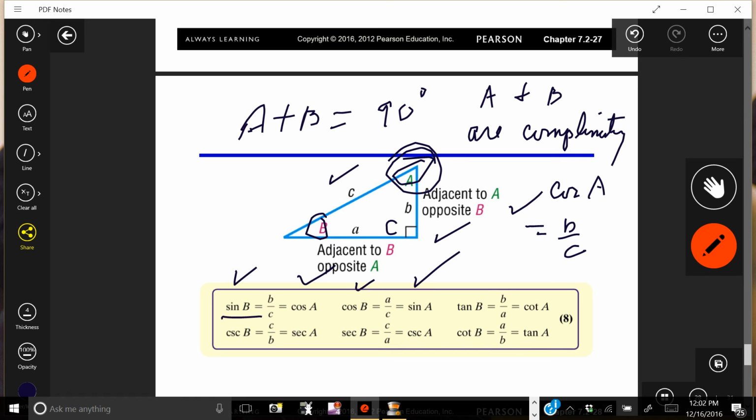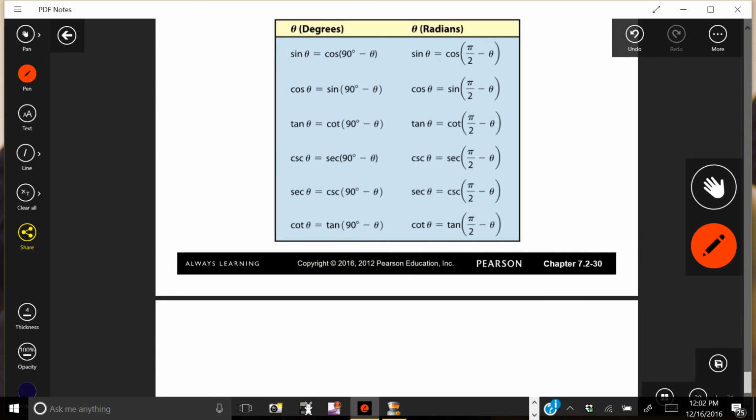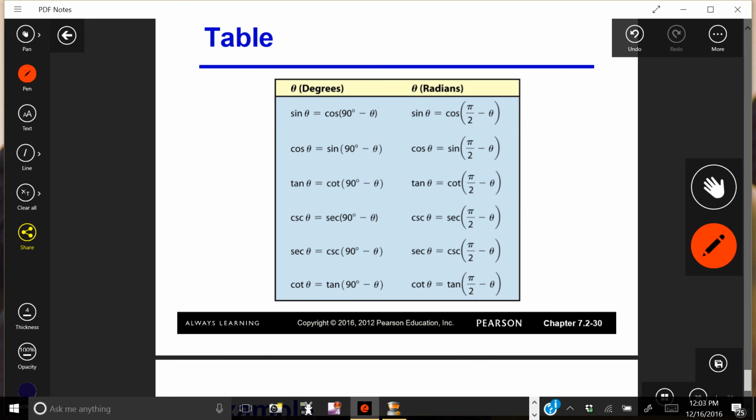Doing the same thing with the tangent and cotangent, you get that the tangent of B is equal to the cotangent of A. The cosecant of B is equal to the secant of A. The secant of B is equal to the cosecant of A. And the cotangent of B is equal to the tangent of A. And this leads to this theorem they call the complementary angle theorem. It says the cofunctions of complementary angles are equal. And here's a summary here. By the way, this is writing it in degrees and writing it in radians.